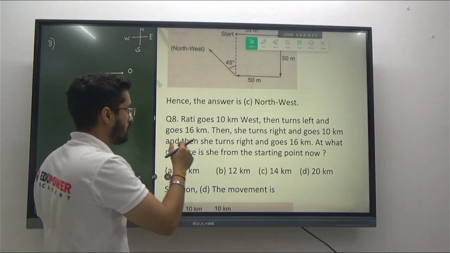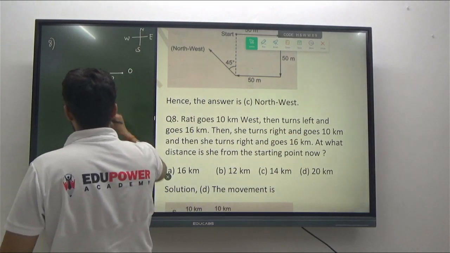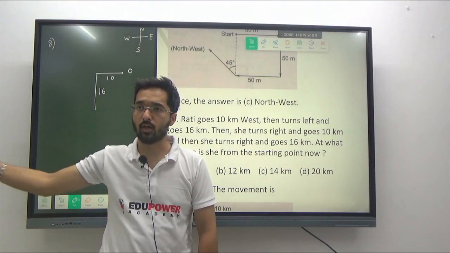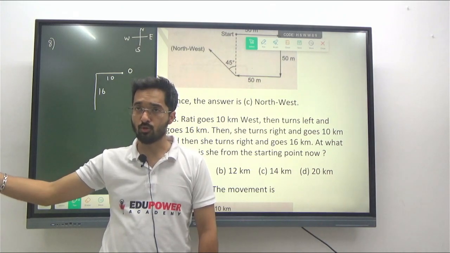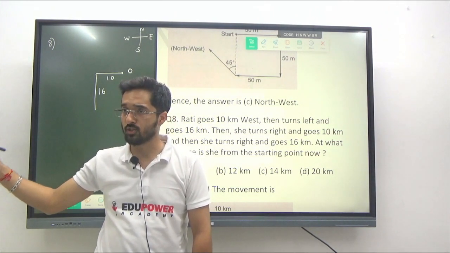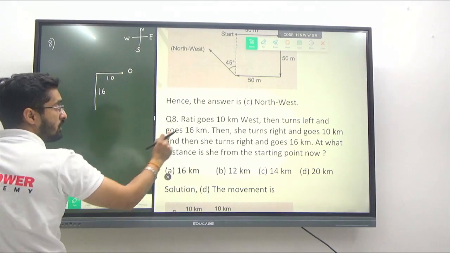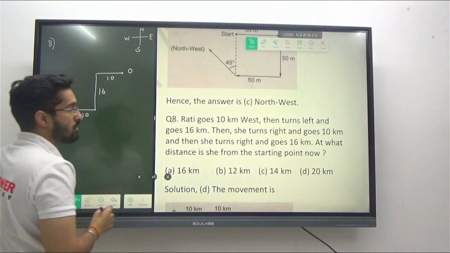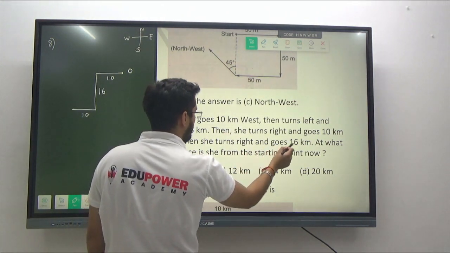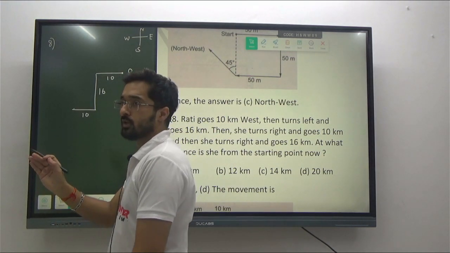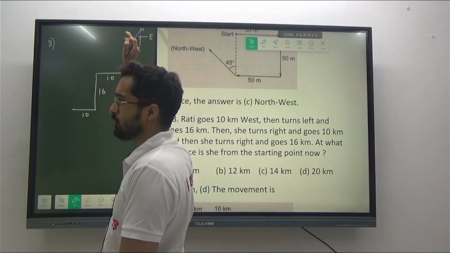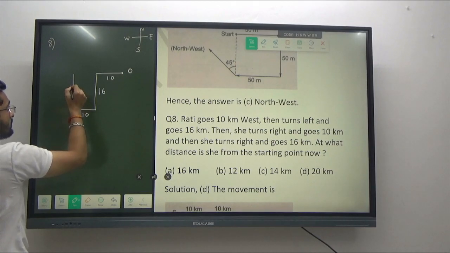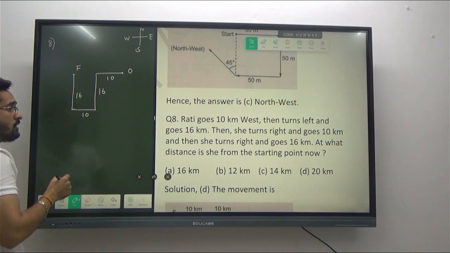Okay. Then she turns right and goes 10 kilometer. Now, she is going this way. Okay. In the south direction. Now, she is turning right. So, in which direction is she going to turn? She is going to turn in this direction, which is the west direction. Okay. She turns right and goes 10 kilometer. Okay. And then she turns right again and goes 16 kilometer. Now, she is going this way. She is again going to turn right. Which direction is she going to turn? She is going to turn in the north direction. So, she goes here. So, this is the final point.